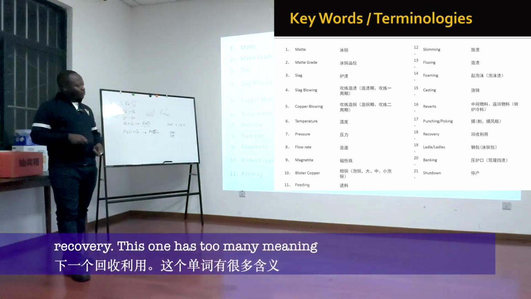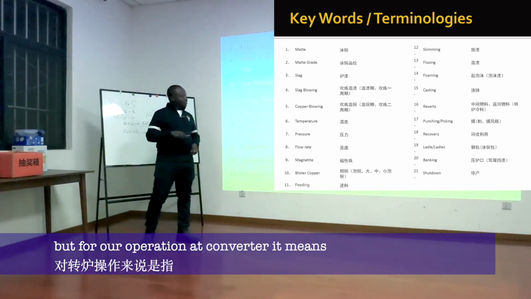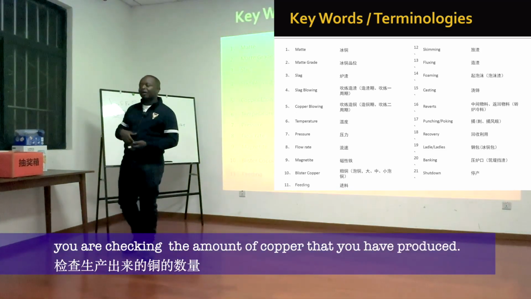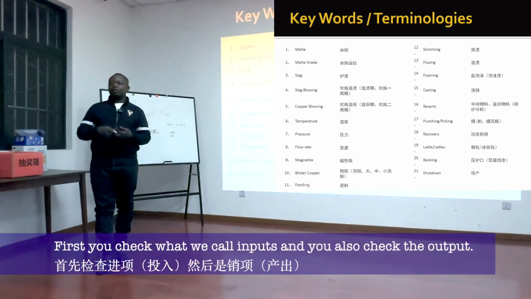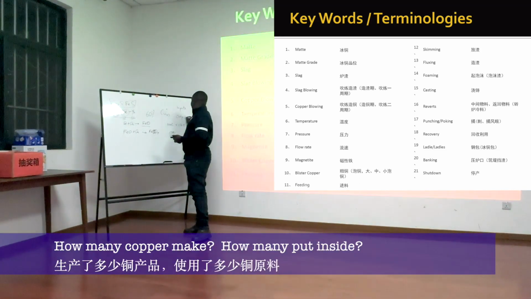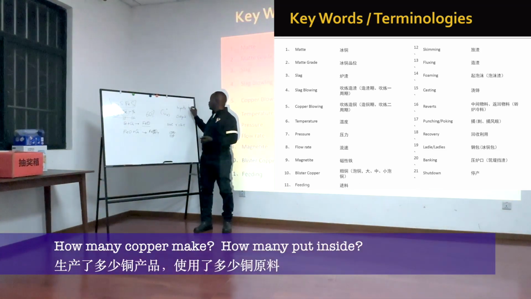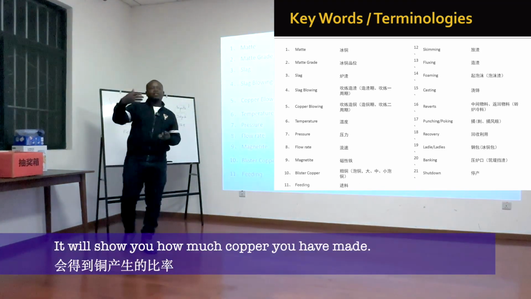Recovery. This one has too many meanings, but for our operation at the converter, it means you are checking the amount of copper that you have produced. So how do you check? First you check what we call inputs, and you also check the output. How much copper was made? How much was put inside? So output divided by input will show you how much copper you have made.